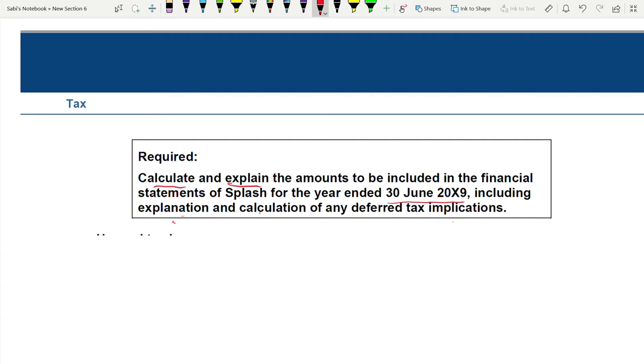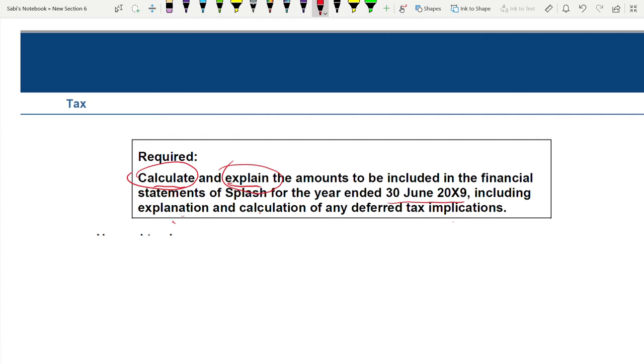There are 2 requirements in one. First is calculate, second is explain. And many of you forget the explanation part and you just worry about calculation. Don't do that. In fact, most of your marks are in the explanation compared to calculation, if you have seen the marking scheme. Go today and check any marking scheme. Explanations are always given higher marks than calculation, because it's tough to explain.